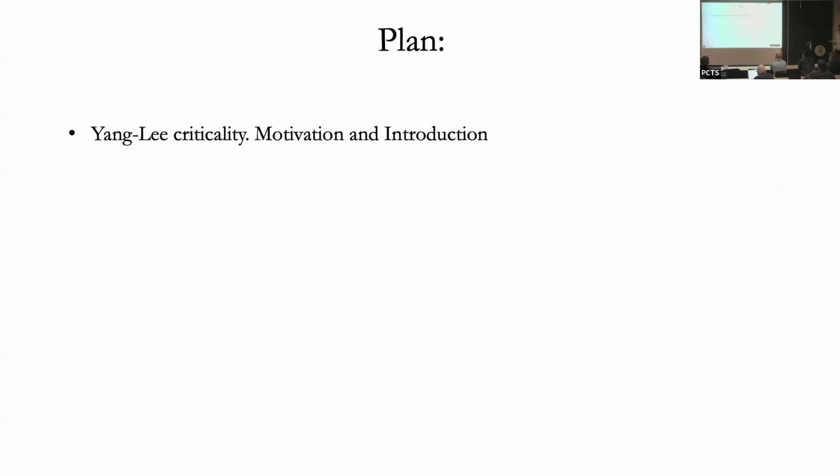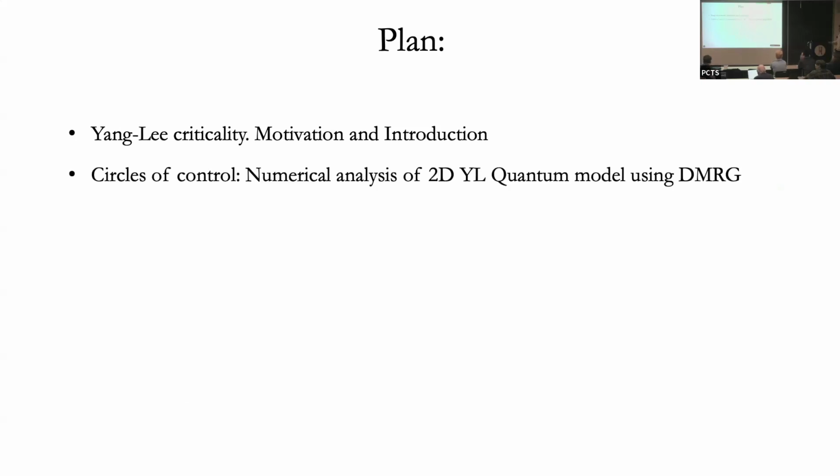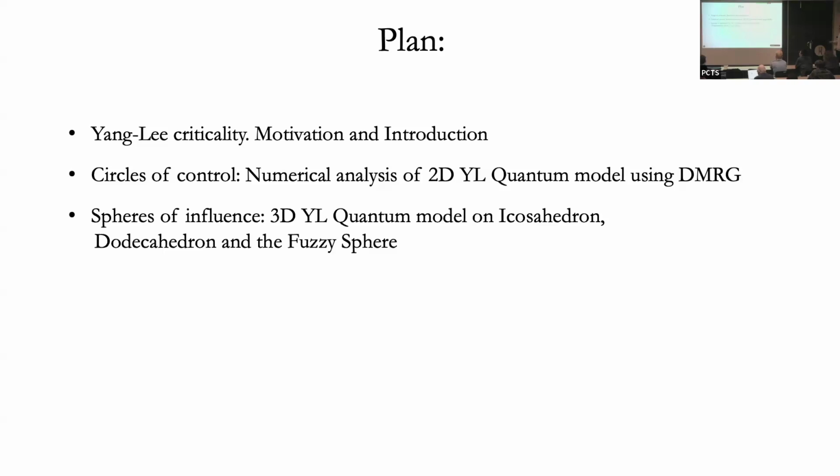So I'm first going to talk about motivation and introduction of Young-Lee criticality. Then I'm going to talk about circles of control. Basically, it's circles of the 2D Young-Lee model, quantum Young-Lee model, and how we can analyze it numerically using density matrix renormalization group. And in this case, everything is very precise, and that's why it's control. And then I'll finally talk about spheres of influence, where we try to put this model on Platonic solids, and finally use this new beautiful method, which is called the quasi-sphere, and look for a critical point there.